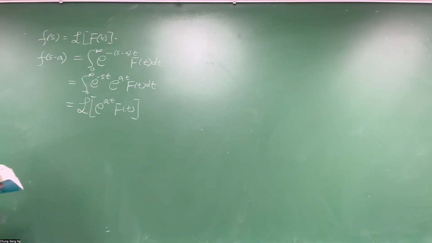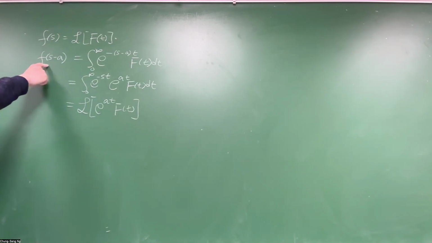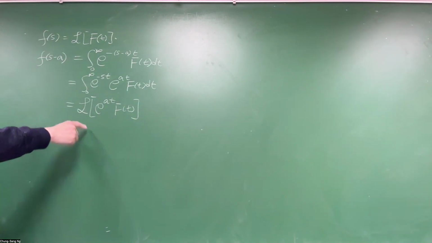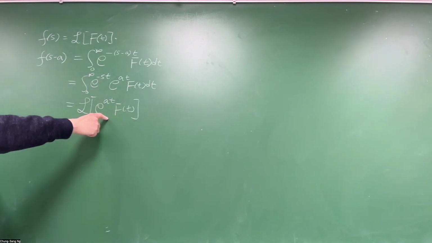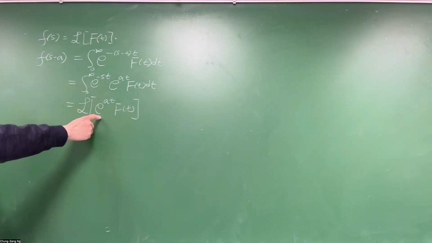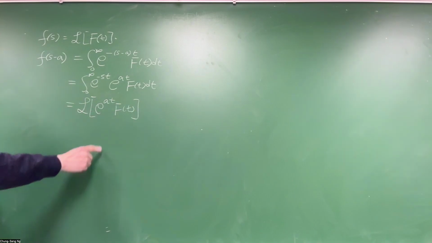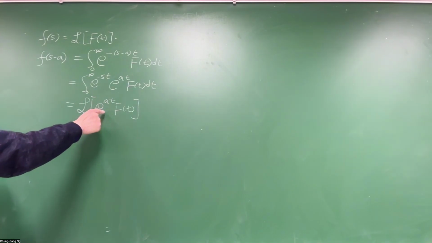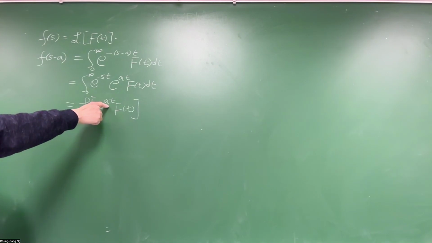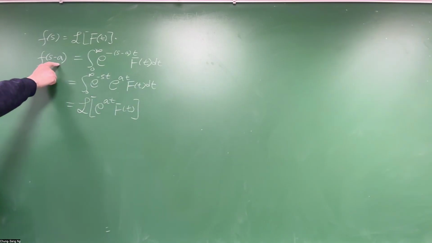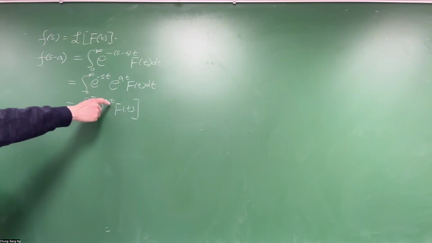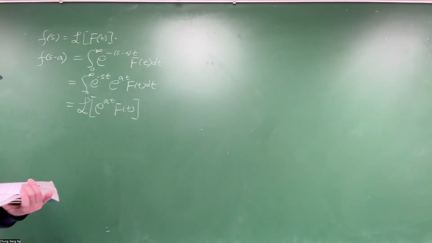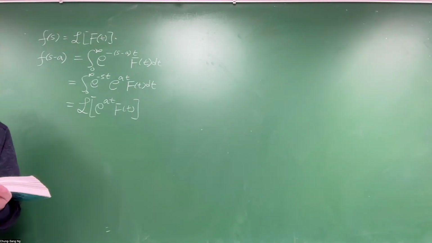That's almost nothing, but it's just saying that if you translate the transform variable, then the original function, the inverse transform, is just multiplied by an exponential factor. The exponential depends on how much you translate it, so minus a becomes e to the at. Right.